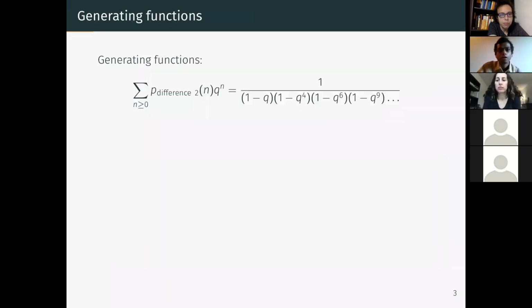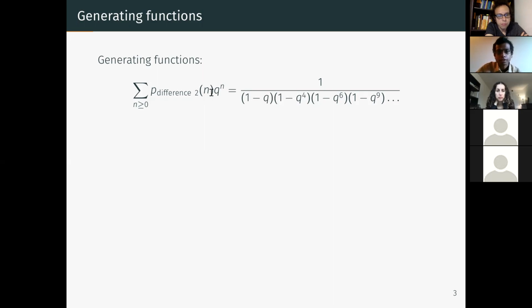Let's look at generating functions. Let me take the generating function of partitions with the difference 2 condition. You count how many partitions there are for n, multiply by q to the n, and sum it all up. The Rogers-Ramanujan identity says that this is equal to a product, where on the right-hand side I have only those exponents of q which are 1 or 4 mod 5. So 1, 4, 6, 9, and so on. It's an infinite product.